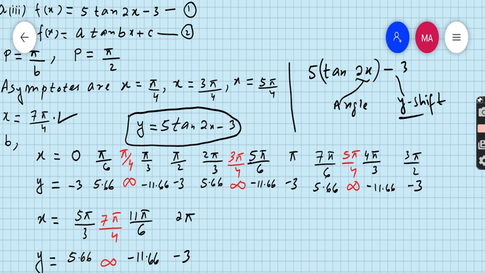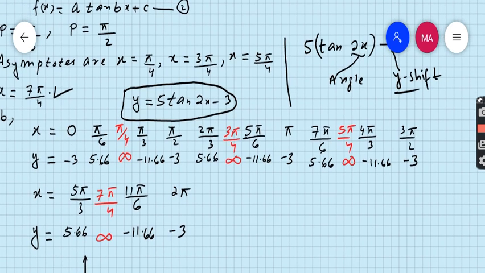Then 5 tan 2 into 5 pi by 3, close the bracket, minus 3, you will get 5.66. Then 5 tan 2 into 11 pi by 6, close the bracket, minus 3, you will get minus 11.66. And finally, put 5 tan 2 into 2 pi, close the bracket, minus 3, press equals, and you will get minus 3.